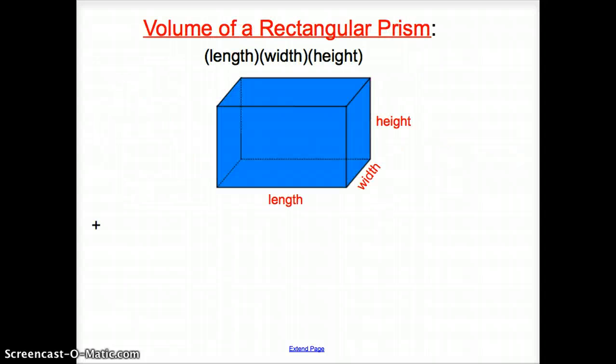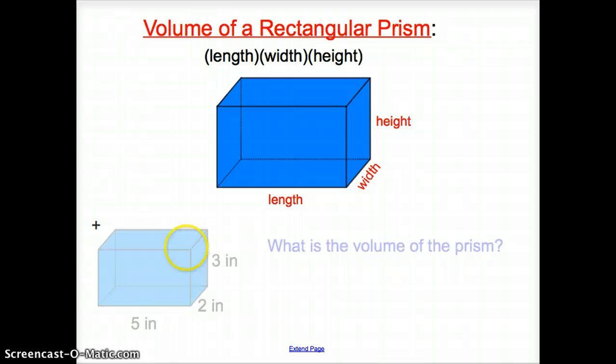And the last problem, the volume of a rectangular prism. The volume is given to us right here. How do we find our volume? It's length times width times height. So we look at this rectangular prism. The length would be down here. The width is how wide it is, and the height is how tall it is.